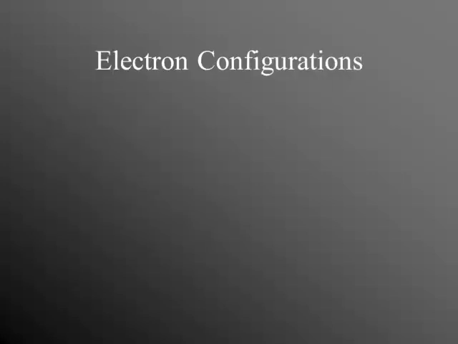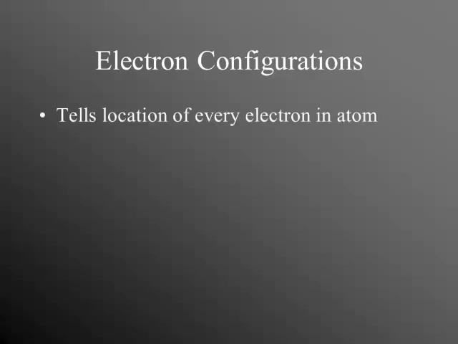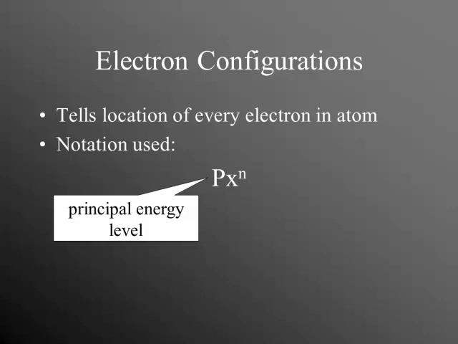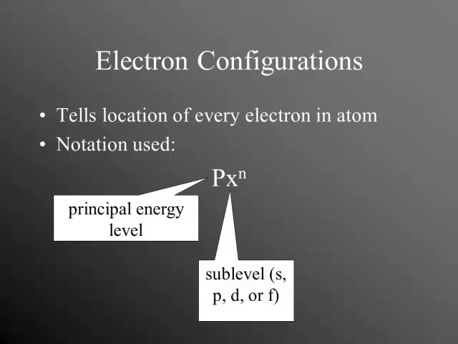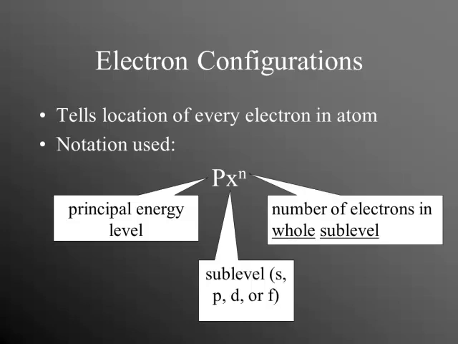Knowing this structure for atoms, we can write what is called an electron configuration for a given atom. This tells the location of every electron in the atom. The notation that we use is a repeating pattern of the principal energy level number, the letter of the sublevel, and an exponent representing the number of electrons in the sublevel.